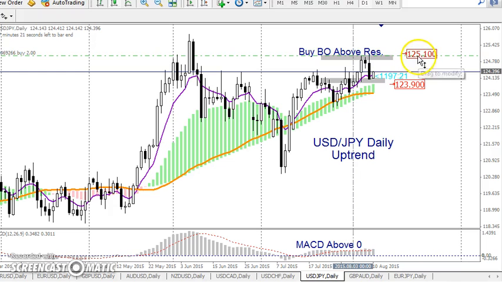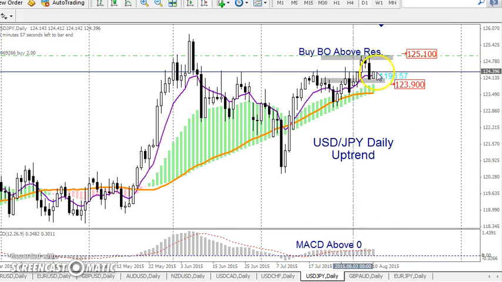stop order above the 125.10. That would be right about there. Waiting for price to jump right above the resistance and go higher to retest the previous high right over here. And if it breaks the previous high right here, it will even go higher than this. So again, we are in a major uptrend. The MACD is above 0.